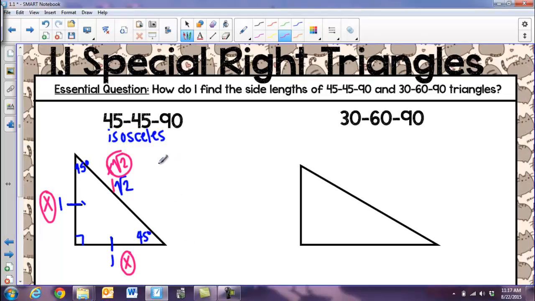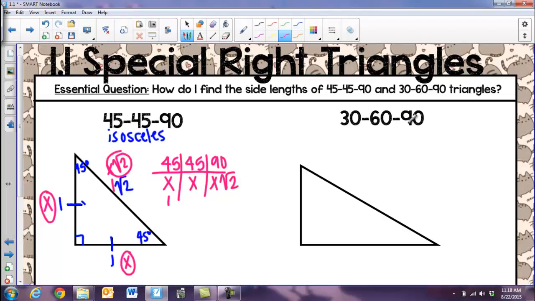So we're going to make a little chart. I like this little chart. It helps me keep my thoughts organized. So we're going to have a 45, 45, 90 chart. As soon as I know that my triangle is a 45, 45, I'm going to go ahead and draw this. I'm going to write in my side lengths. So this would be x, x, x root 2. And if I know something about one of the side lengths, for instance, I knew that this was 1, I could fill in one of them, and then we could go and figure out what the other side lengths were based on that. Okay, so that's the first one, the isosceles right triangle.